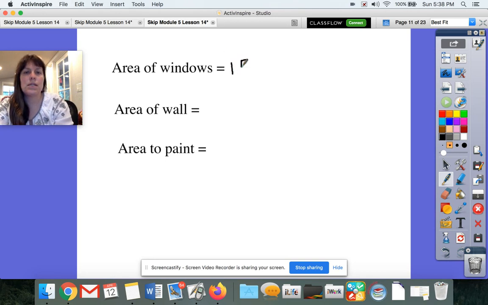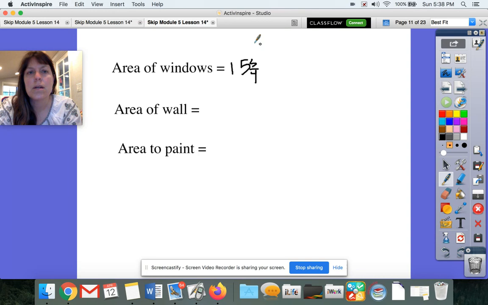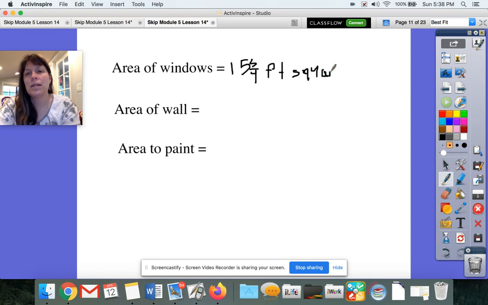So 15 and 3/4, and I want to say that's inches. Check those units. Gosh, it's feet. That's okay. So since it's the area, it needs to be feet squared. You could always write the word squared. I know we usually use the exponent, but you can always write the word, which is very sloppy here. It's kind of your choice, okay?